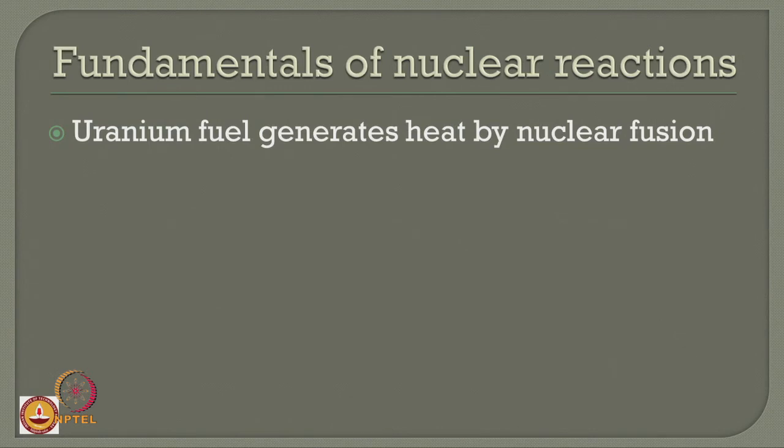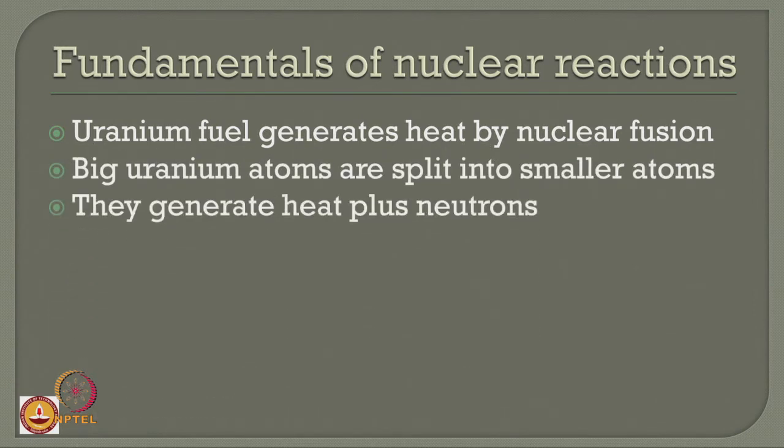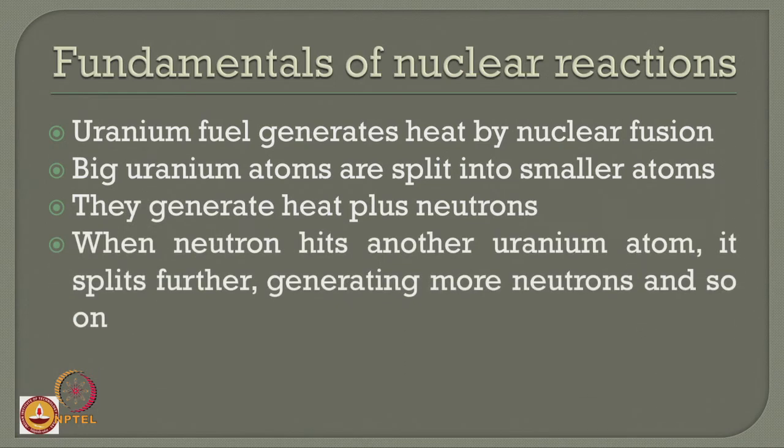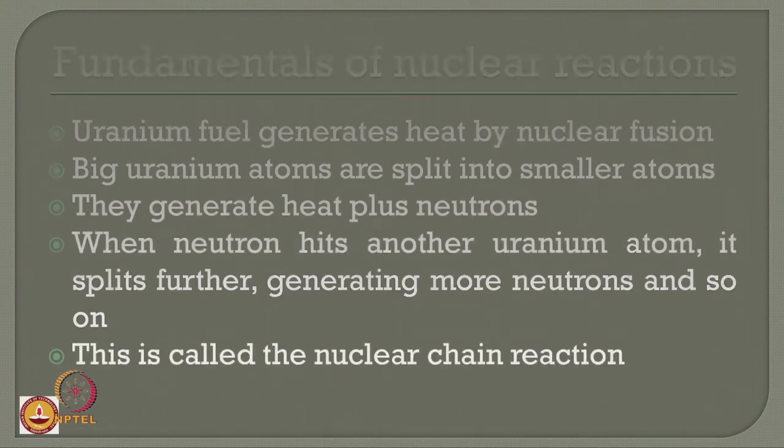The uranium fuel, which is used as pellets, generates heat by nuclear fission. Big uranium atoms therefore will be split into small atoms. They will generate heat plus neutrons. When a neutron hits another uranium atom, it splits further, generating more neutrons and so on. This is called the nuclear chain reaction.